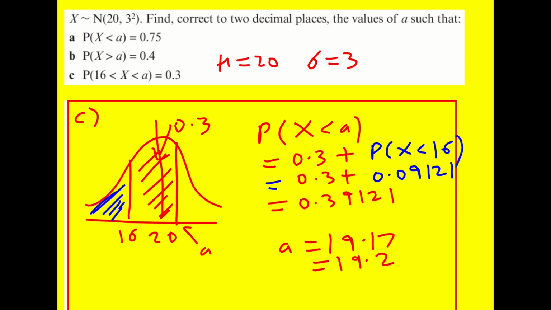Okay, so I was wrong. It was actually to the left of 20, but it didn't make any difference. The sketch still gave me insight into what to do.